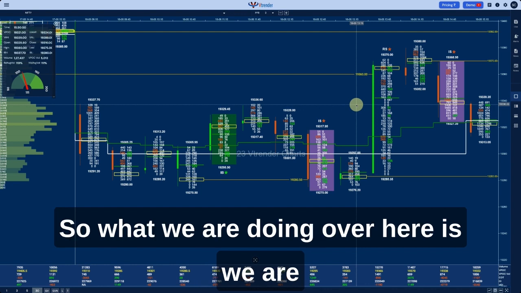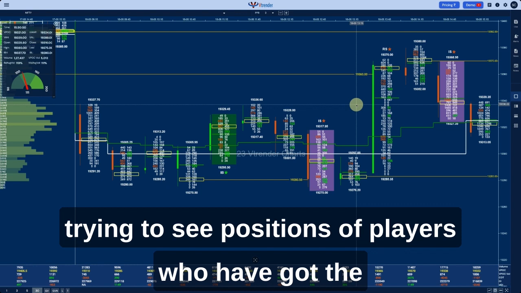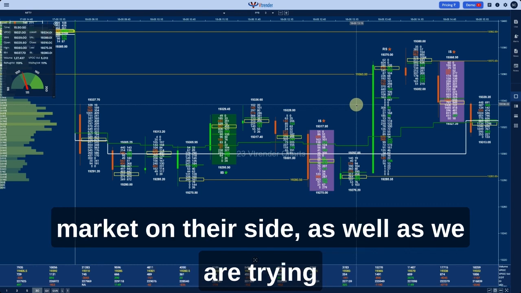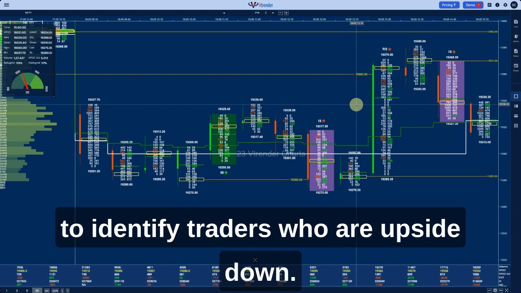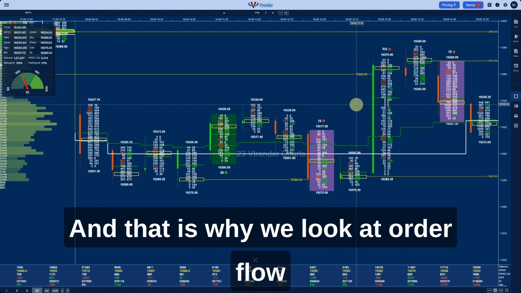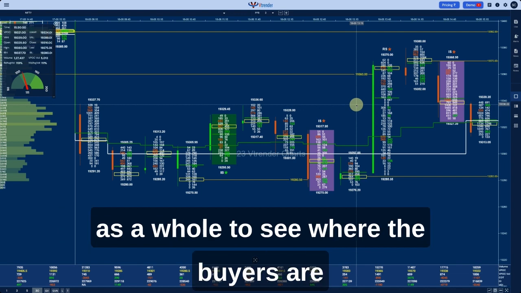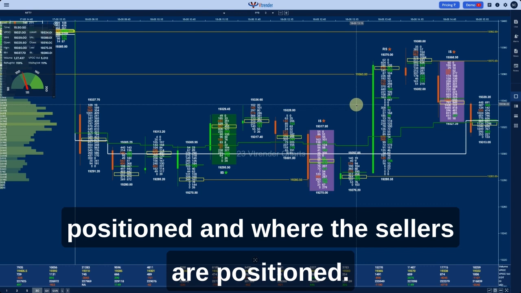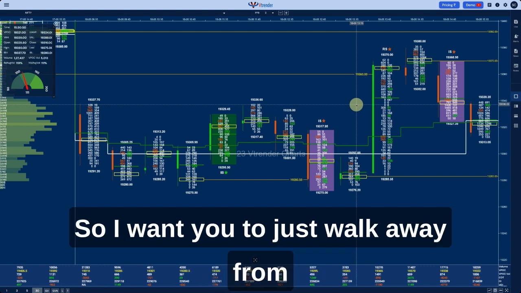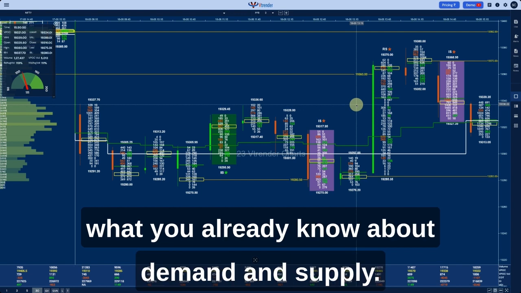So what we are doing over here is we are trying to see positions of players who have got the market on their side, as well as we are trying to identify traders who are upside down. And that is why we look at order flow as a whole, to see where the buyers are positioned and where the sellers are positioned. So I want you to just walk away from what you already know about demand and supply.